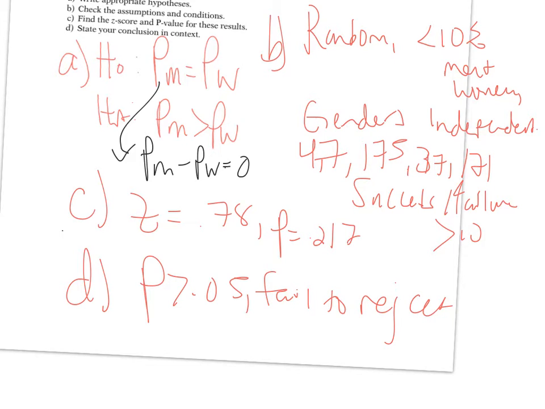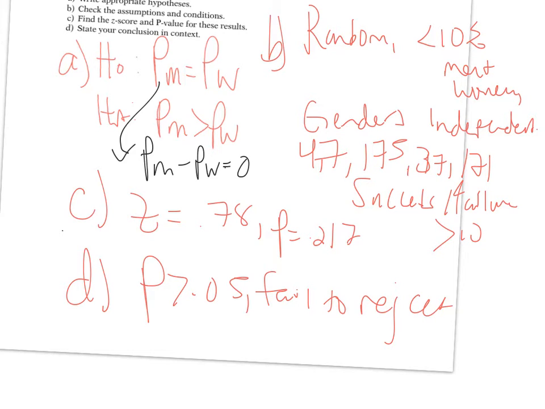For part B, you have to check all assumptions and conditions. So we randomized, we are less than 10% for both men and women. The genders are independent of each other, and then make sure you calculate both successes and failures. So it's 47, 175, 37, and 171 are all greater than 10.